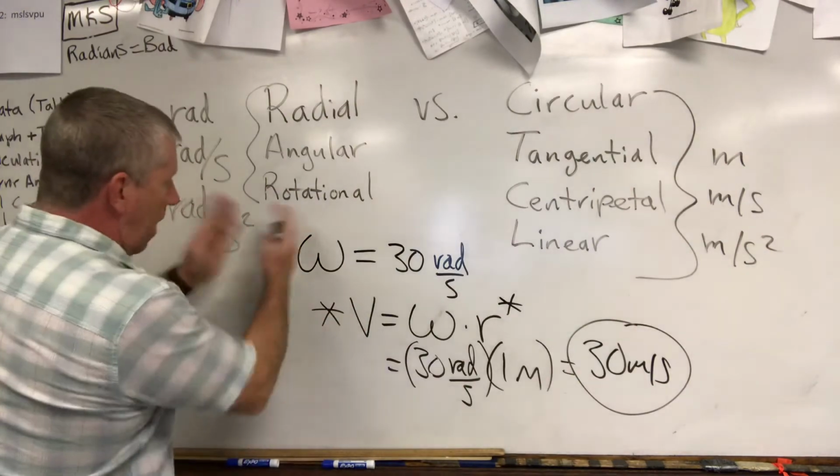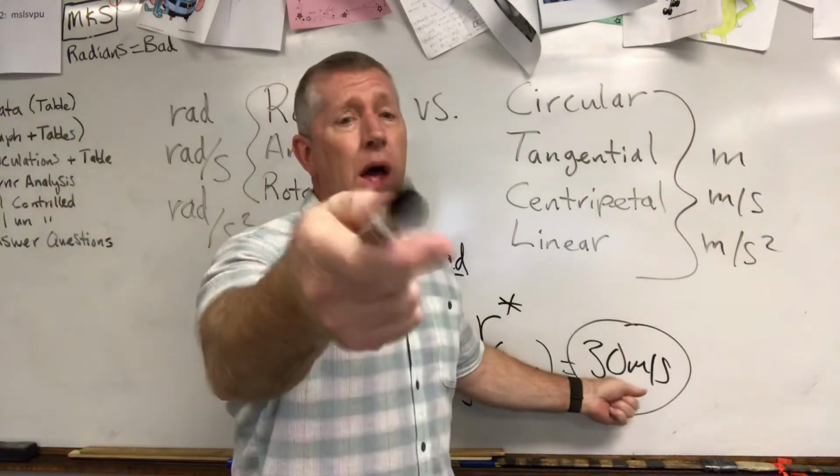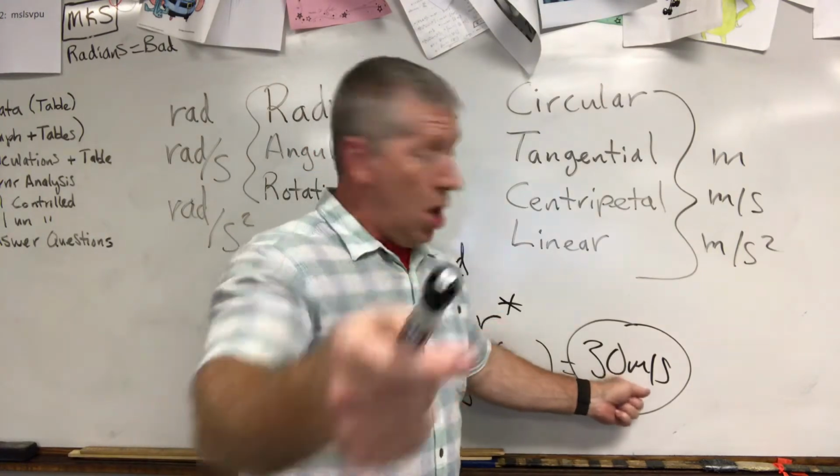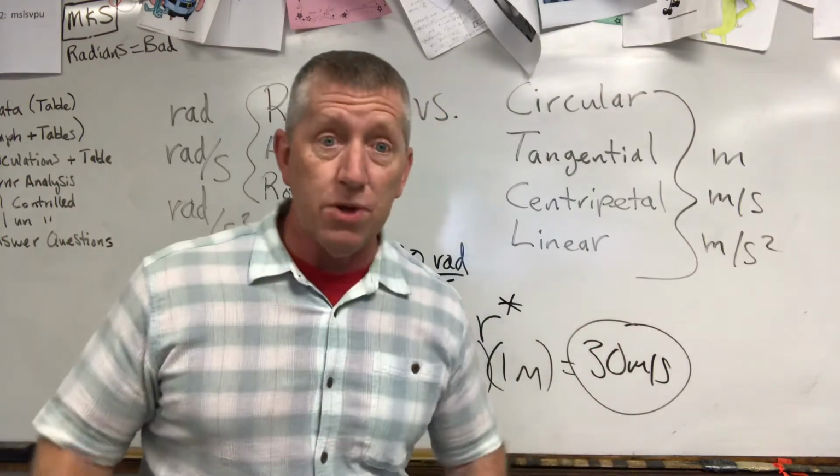And so we just multiply that by the length of the radius, and we have 30 meters per second, which you all know about how fast that is. Or at least you should. Remember, double it and add a little bit. So it's about 64, 65 miles per hour.